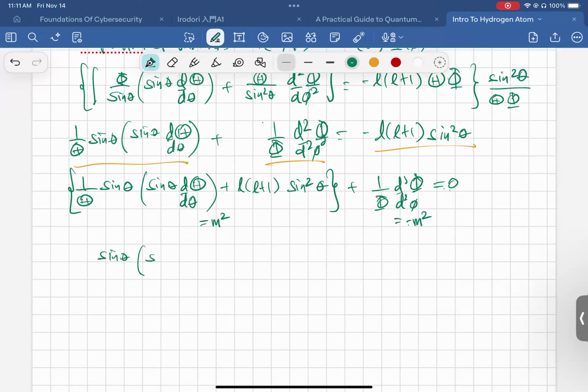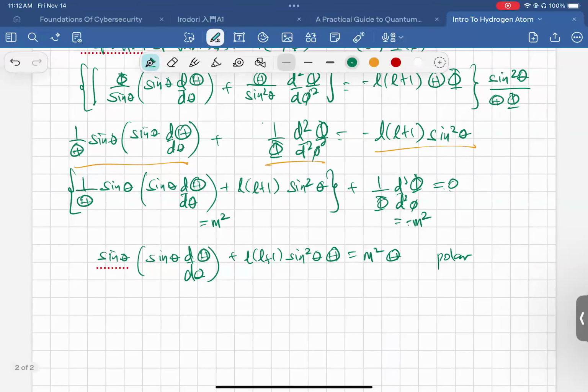So our first equation will then become, for the solution, this: L times L plus 1 sine squared theta, and then capital theta equals m squared capital theta. So this is the azimuthal component. Right? Azimuthal? Theta is the polar, sorry. So this is the polar component.